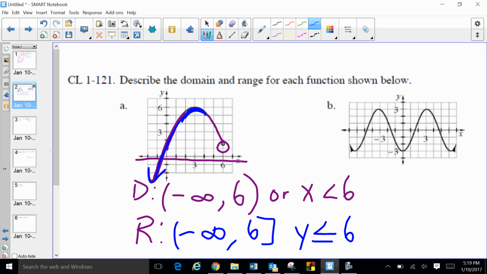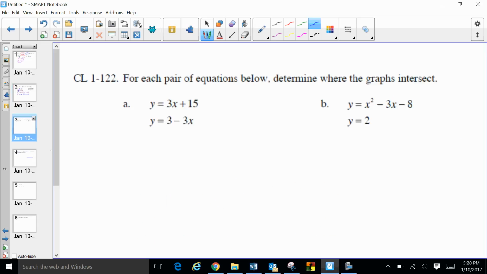All right, you guys can look at B on your own. I'm going to move on. If I'm going too fast, please pause. Okay, for number 3, it asks us to determine where the graphs intersect. Well, the best way to do that is to use a calculator and graph it.